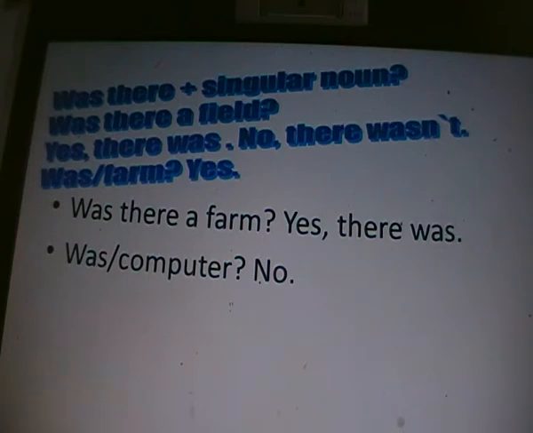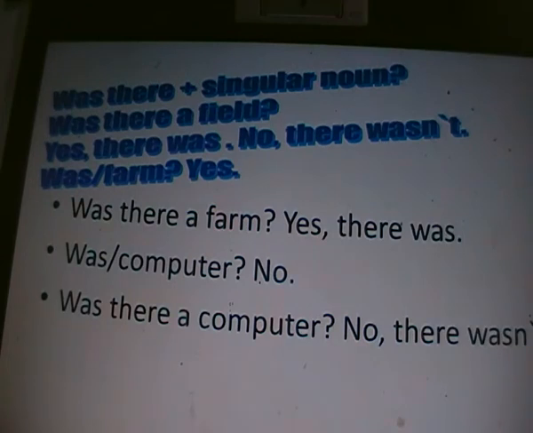And can you form another question here? Was and computer, and the answer was no. Was there a computer? No, there wasn't. Was there a computer? هل الكمبيوتر كان موجود زمان؟ No, there wasn't. ما كانش في computer.